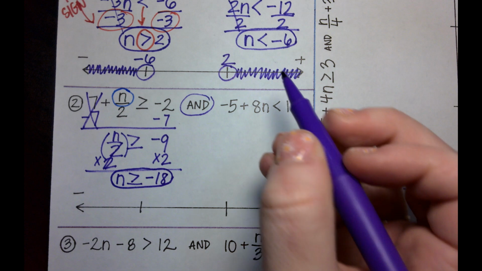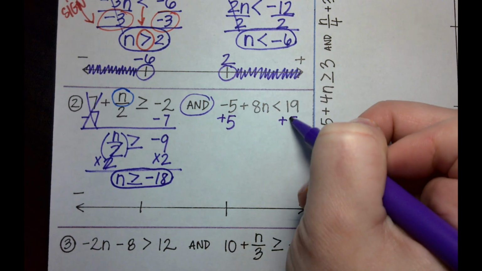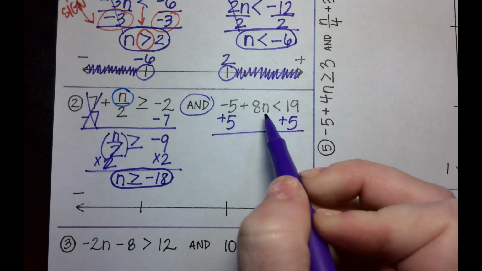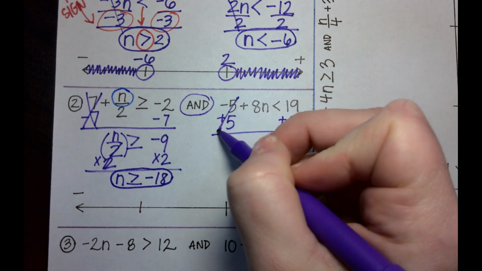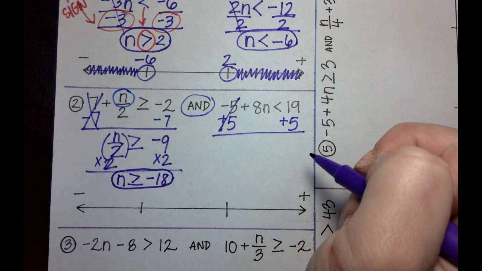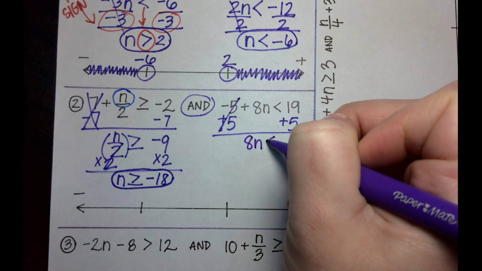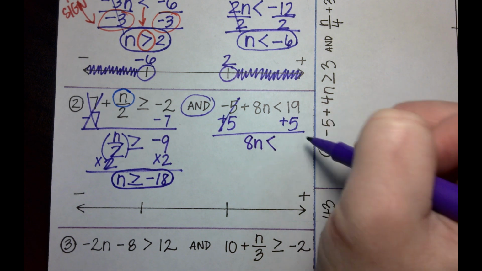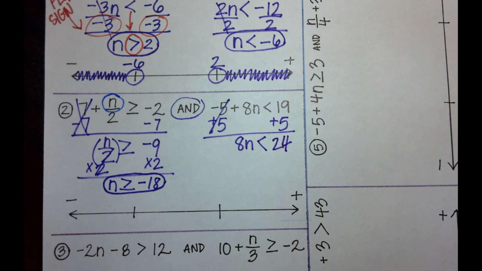Add 5. Good. Why are you deciding to add 5 first? Because we need n by itself. Yes, I want to get n by itself, so I want to get rid of anything that is keeping n from being by itself. So what happens next? Bring down 8n, my sign, which is less than, is 24. 19 plus 5 is 24.